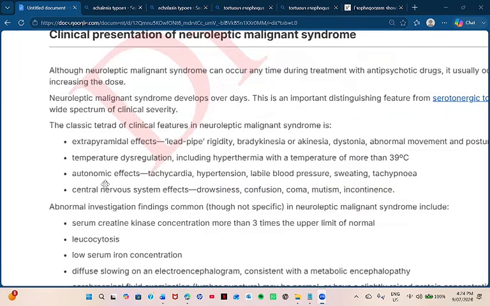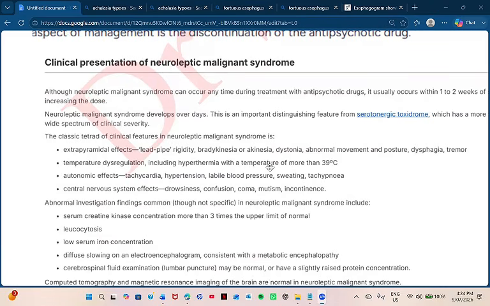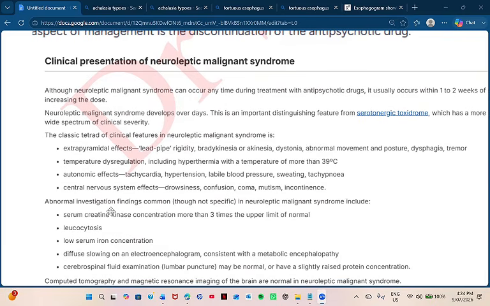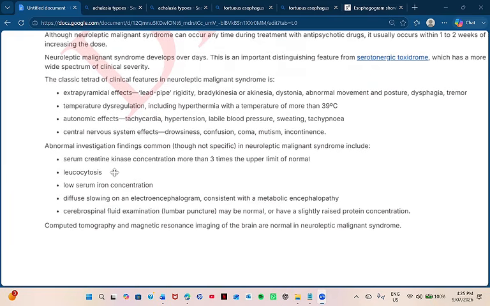Here, again, I have mentioned how these symptoms present. Extrapyramidal side effects: rigidity, bradykinesia, dystonia, abnormal movements, postures, tremors. Temperature: hyperthermia more than 39. Autonomic features: tachycardia, hypertension, labile blood pressure, sweating, tachypnea. Central nervous system involvement: drowsiness, confusion, altered mental status, coma, those things can be present. The abnormal investigation findings are not specific in neuroleptic malignant syndrome.